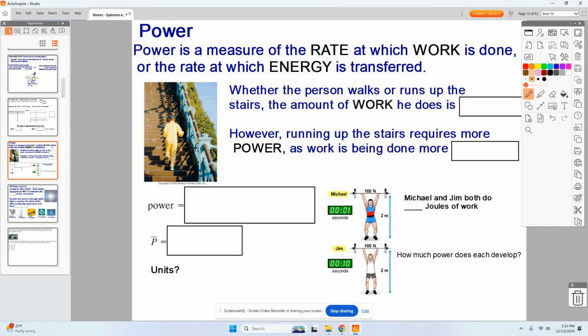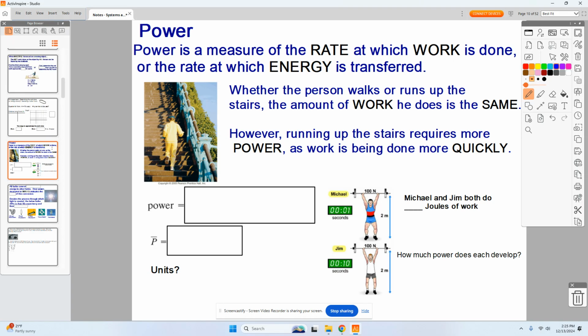So all right. Whether you run or walk up the stairs, the work you do is the same. What's different is the power. When you run up the stairs, you're doing that work more quickly. So we would say that running up the stairs is a more powerful activity, whereas walking would be less powerful. Now, we quantify things in a physics class.